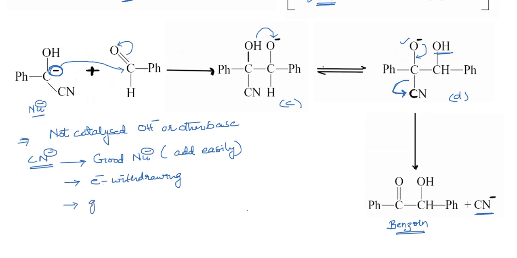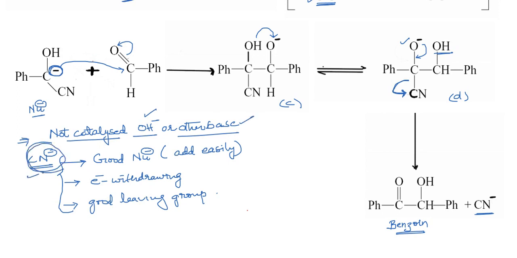It is a good leaving group. So it will be removed, so it easily departs in the last step. That's why we are using this KCN, or cyanide ion, for benzoin condensation. The main thing is that it is not catalyzed by OH minus or some other bases. Benzoin condensation takes place only in the presence of this KCN molecule.